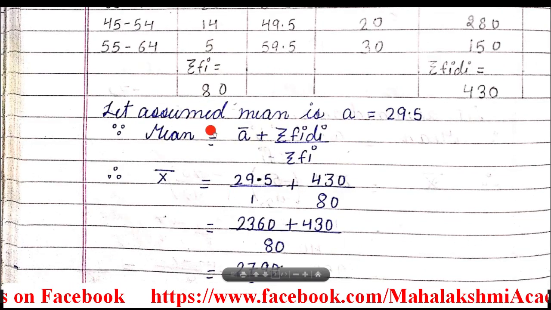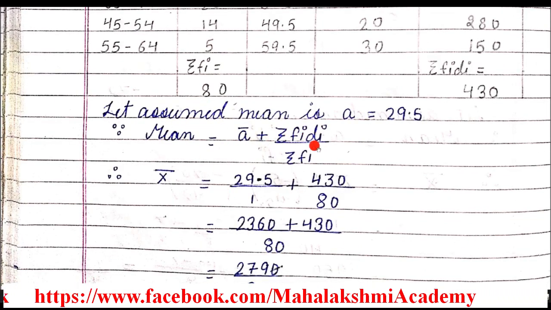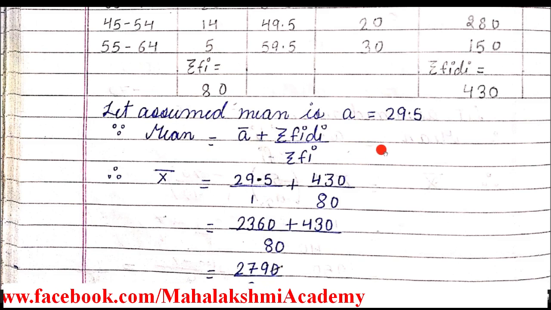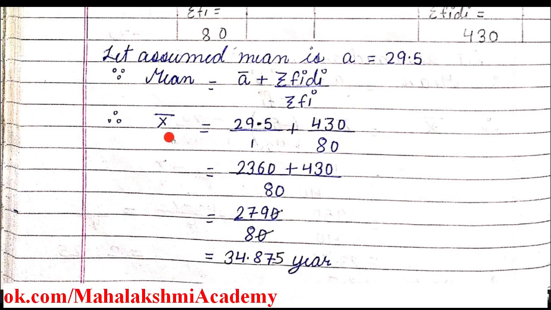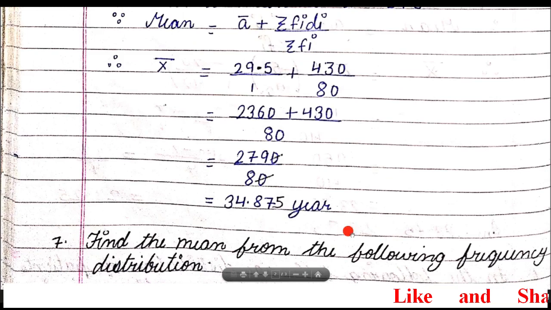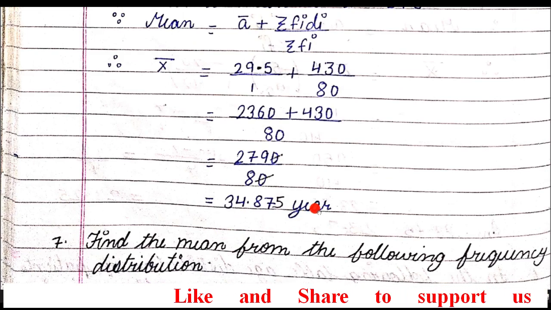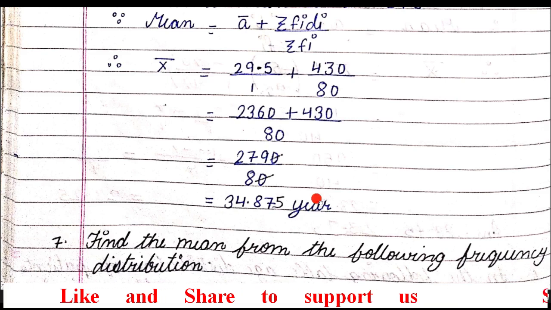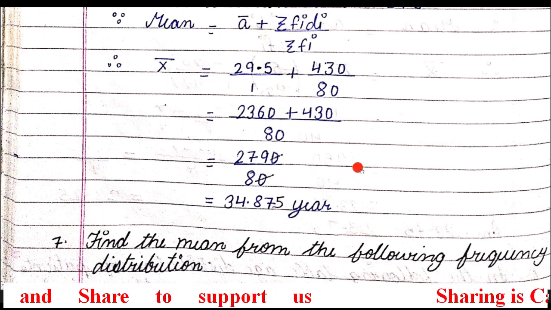Now we'll see the formula. The formula of mean is A plus sigma Fi Di upon sigma Fi. So we'll put the values here. After putting the values, I took the LCM, then I divided, so we got the answer 34.875 years, which is the average age of the patients who arrived in the hospital.